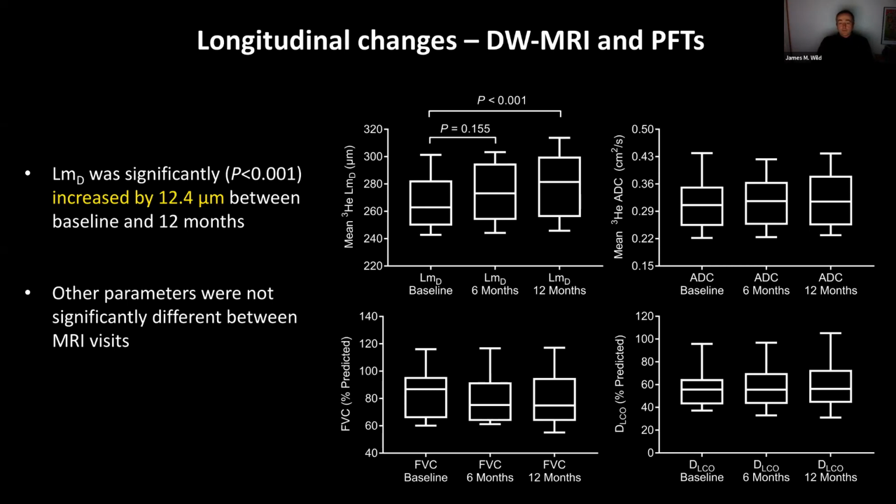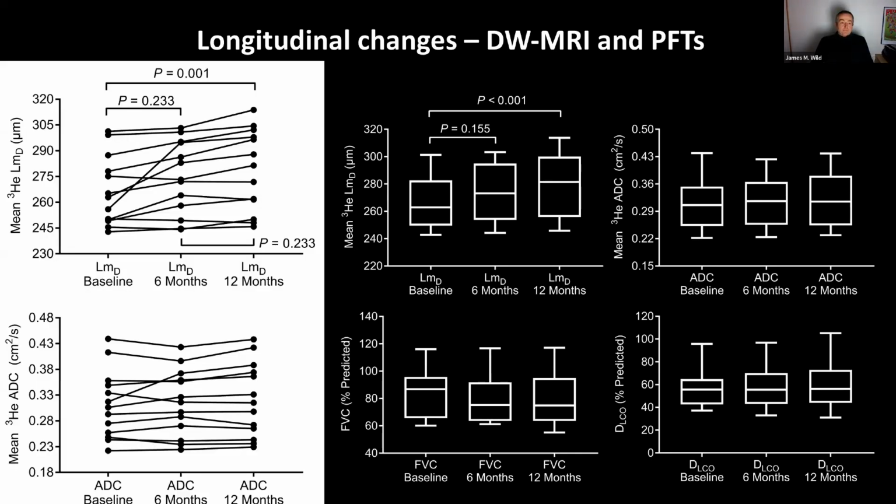So that gives us a feel for how we can measure airway geometry and airway dimensions that have a bearing on gas transfer. On a patient-specific basis, we can see individual patients, the direction of travel there for the mean linear intercept, the LMD parameter.